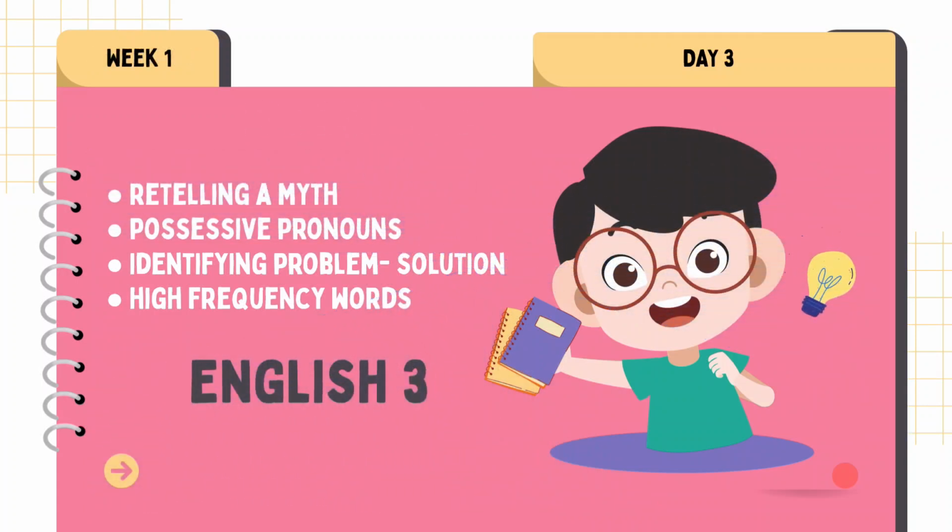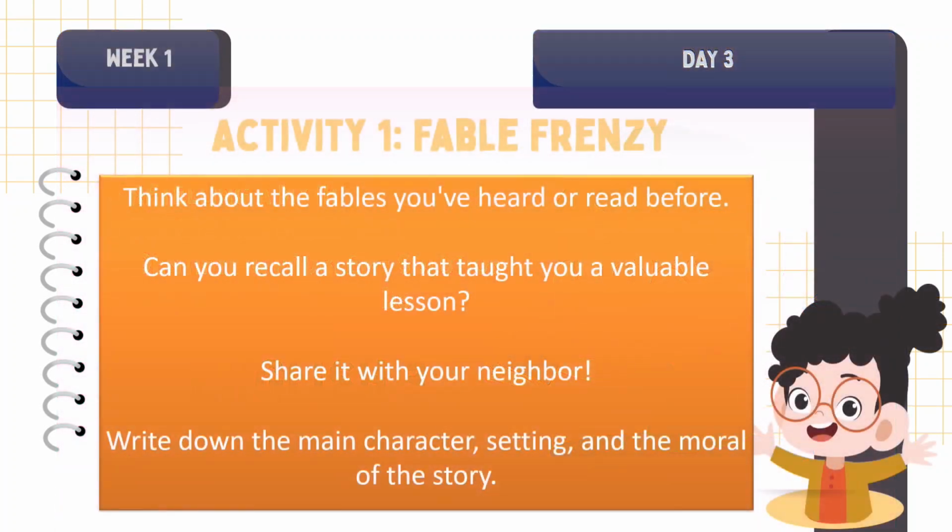Day 3. Our topic is about retelling a myth, possessive pronouns, identifying problem solution, and high-frequency words. Think about the fables you've heard or read before. Can you recall a story that taught you a valuable lesson? Share it with your neighbor. Write down the main character, setting, and the moral of the story.